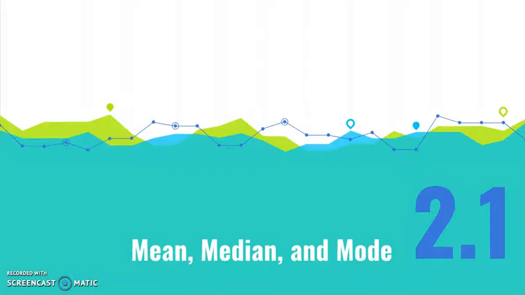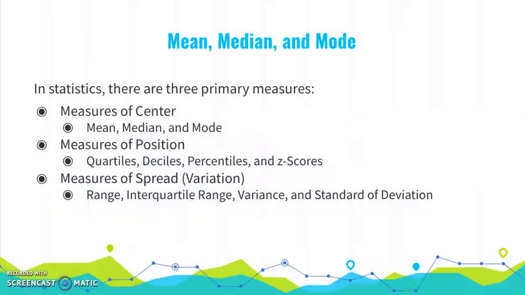In this video, we're going to cover mean, median, and mode. Now, there's three types of primary measures that we're going to use in statistics: measures of center, measures of position, and measures of spread. Make sure you take notes on all the definitions for these as we move through the unit and any of their notations we're going to learn.